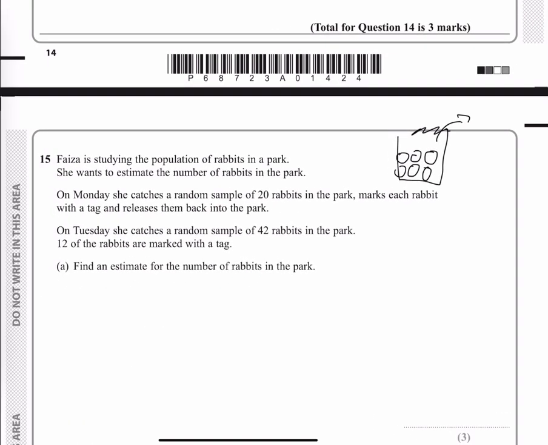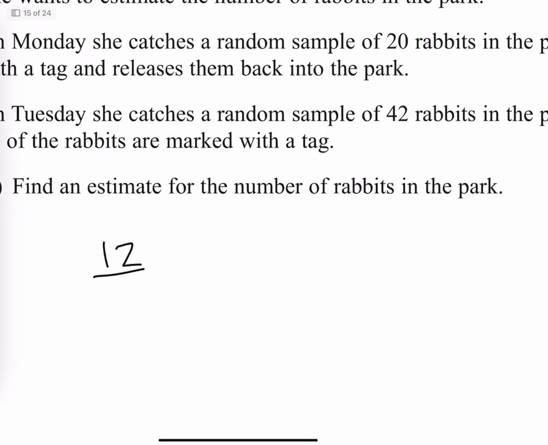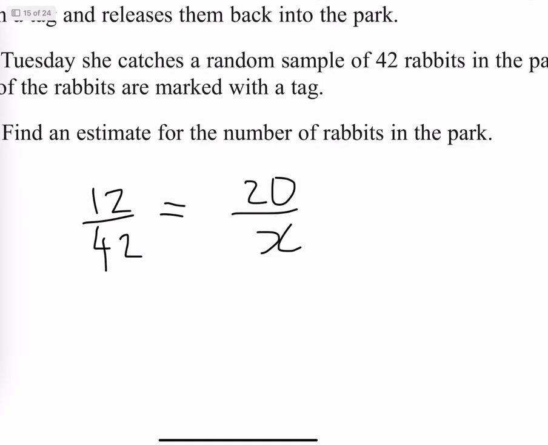If you don't understand that, if you do enough questions, it'll click. Sorry for my digression anyway. So we know that 12 over 42 should be the same sample as like 20 over x, where x is the total number of rabbits in the park. So we go 20 times 42 divided by 12, which gives x equals 70.